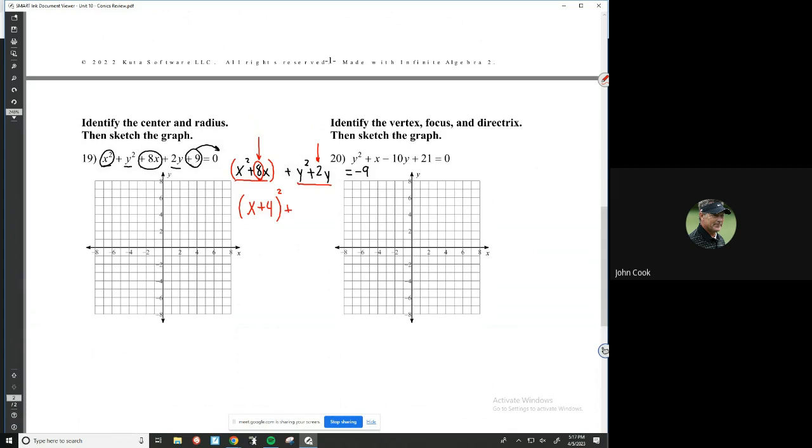Now you do the same thing with the y's. Divide that 2 by 2. 2 divided by 2 is 1, so I get y plus 1, squared. And now remember, this is all just procedurally, okay?